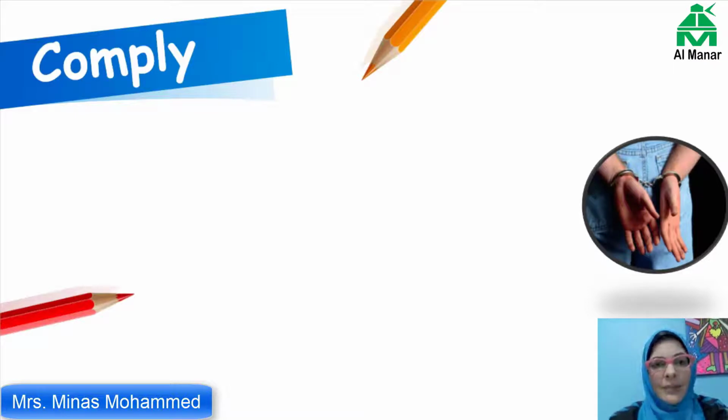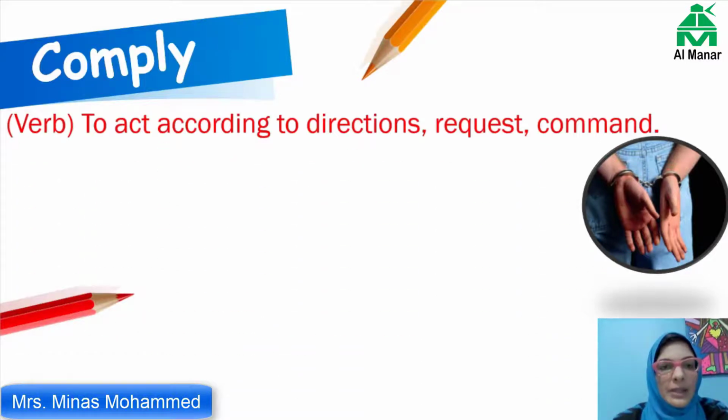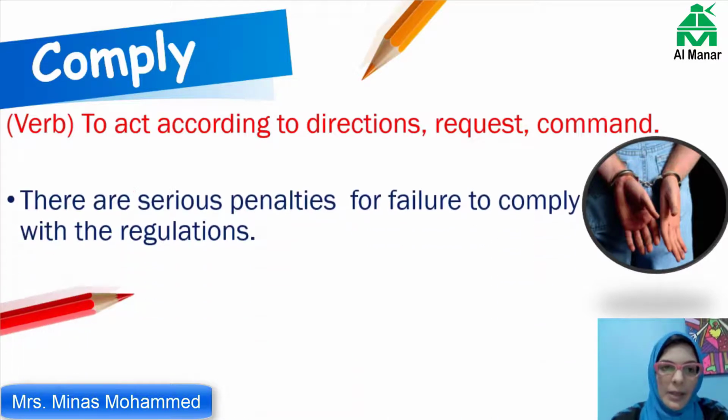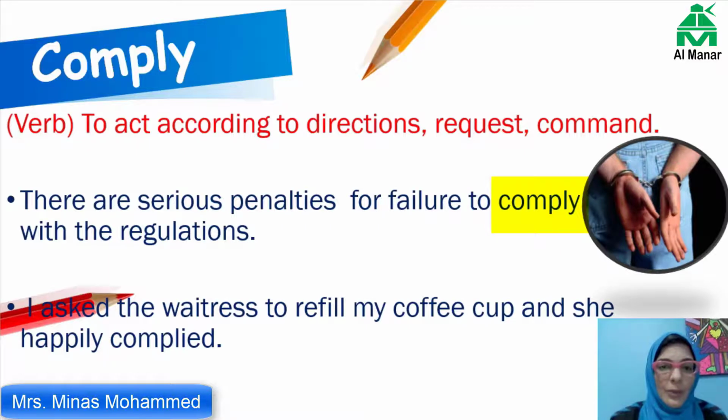In our school, everybody has to comply with the rules. We have to adhere to the rules or to the policies. So the word comply means to act according to the rules, requests, demands, or orders. And it's a verb, comply. So let's take a look at the first example. There are serious penalties for failure to comply with the regulations. If you didn't comply with the regulations, you will be penalized. The second example: I asked the waitress to refill my cup of coffee and she happily complied. She adhered, or she fulfilled my request.